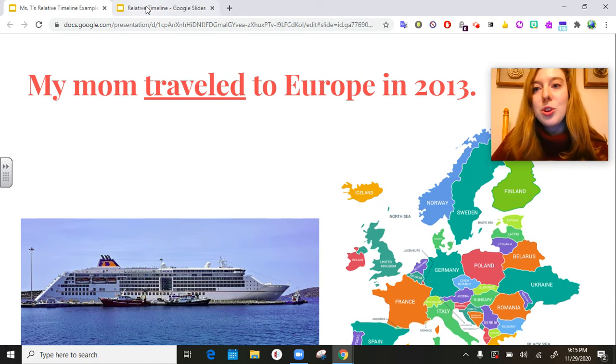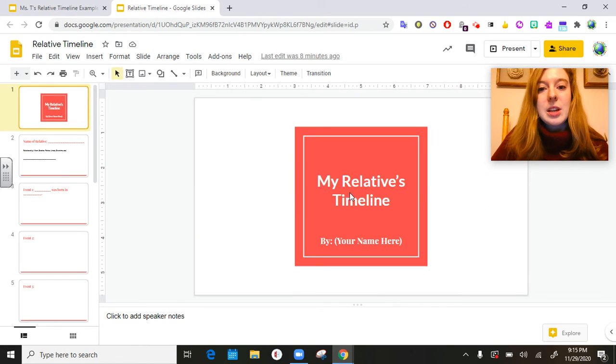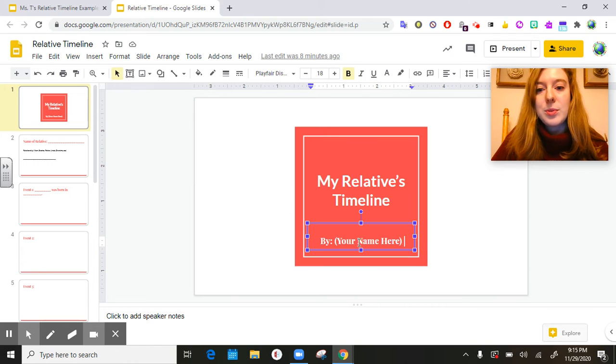Now, I want to show you what yours is going to look like. So this is your timeline. So it says my relative's timeline. So right here where it says your name, you're going to write your name right here. So you could write Yolmer Lopez right here. Ever, you could write your name right here. Or Rama Diallo, you would write your name right there.